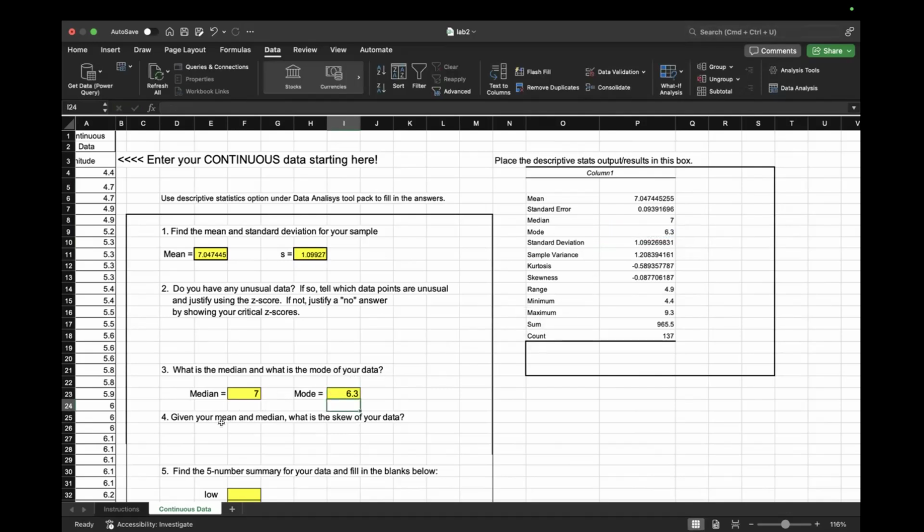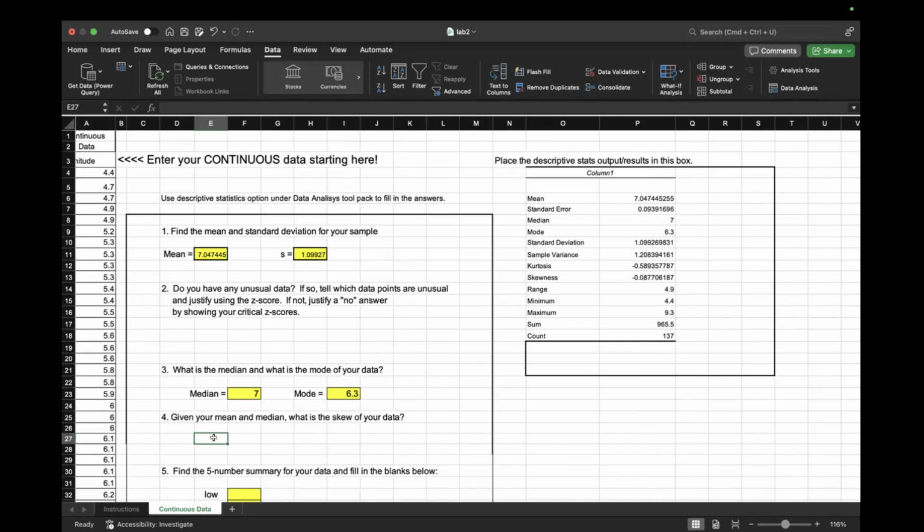For number 4, I don't want you to use this skewness number here or kurtosis number. I don't want you to use those. What I want to know is based on your mean and your median, how is your data skewed? So I want you to go back to when it said if the median is greater than the mean, this is your skew. If the mean is greater than the median, here's your skew. So my numbers are really close to the same. They're almost the same number. Therefore, my data is symmetric. So I would type something in here and say my mean and median are almost exactly the same. Therefore, my data is symmetric. That's what I would put there.